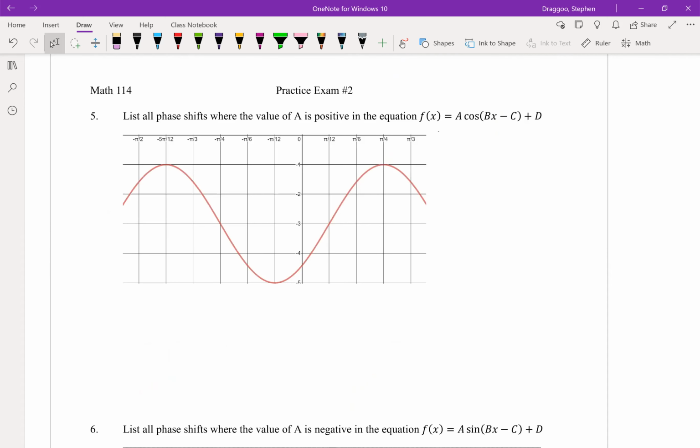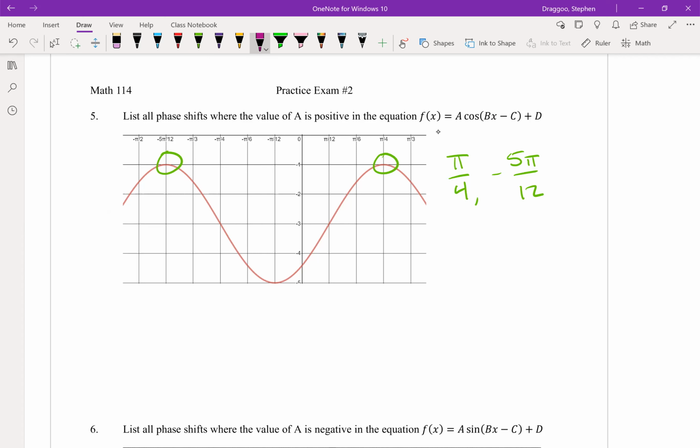Oh, hey, speaking of, list all phase shifts on this graph. Forgot I had this question on here. List all phase shifts where the value of A is positive in the equation f of x equals A cosine bx minus c plus d. So we've talked about this one already. Our 2 options for positive phase shifts are there and there. Pi over 4 and negative 5 pi over 12.